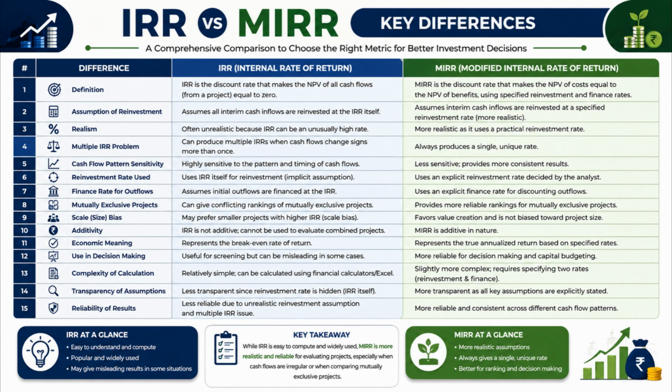To summarize, IRR is simple, popular, and widely used for evaluating investments, whereas MIRR improves upon IRR by using realistic reinvestment assumptions and eliminating the problem of multiple rates of return. For most capital budgeting decisions, MIRR is often considered the more reliable and practical performance measure.